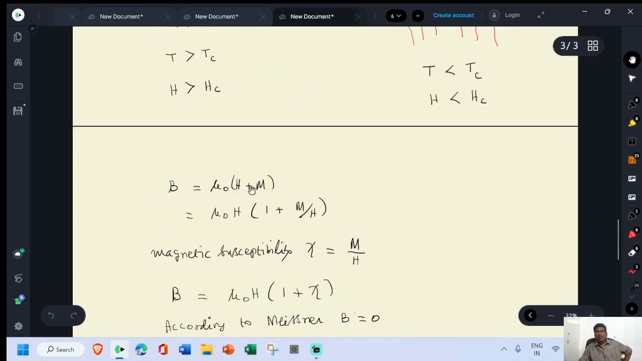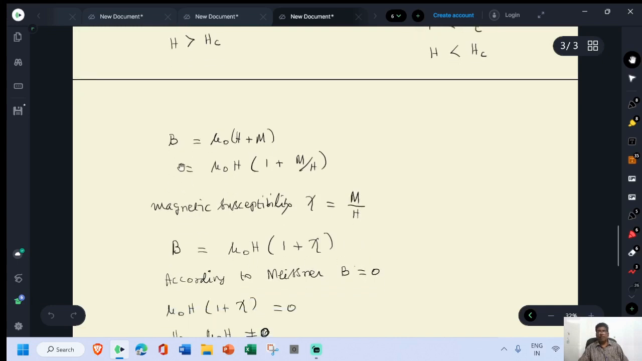This is the value of B. B equal to mu naught into H plus M. H is the field applied. M is the intensity of magnetization. Take this H outside: B equal to mu naught into H into 1 plus M by H. We know the magnetic susceptibility chi equal to M by H, the intensity of magnetization to the field applied. Then B equal to mu naught into H into 1 plus chi.